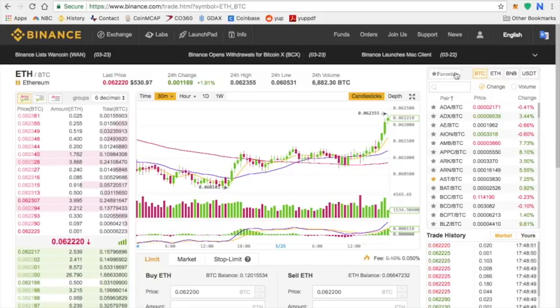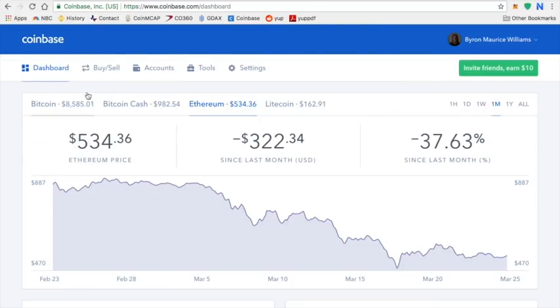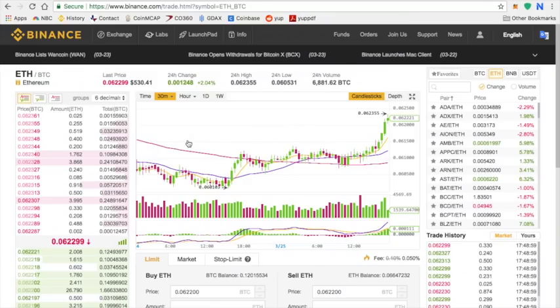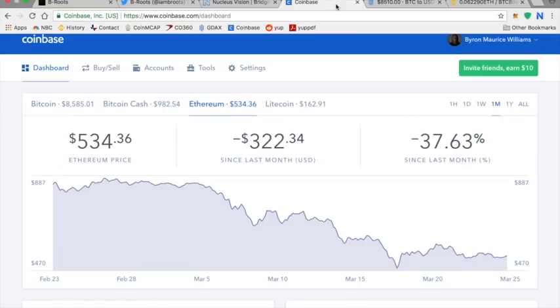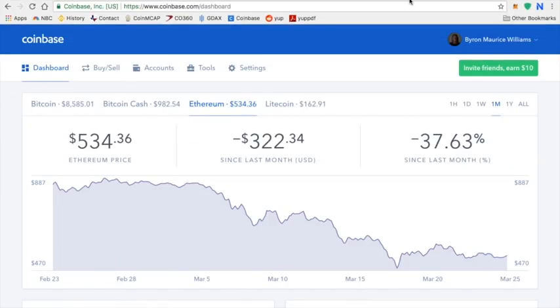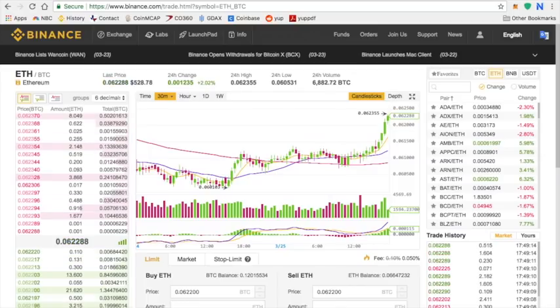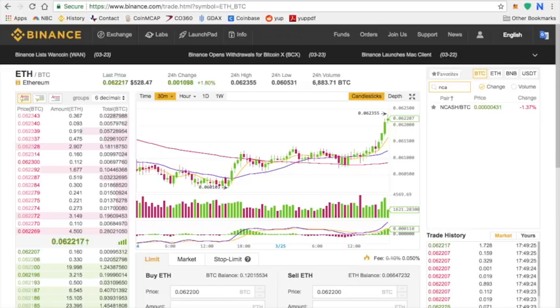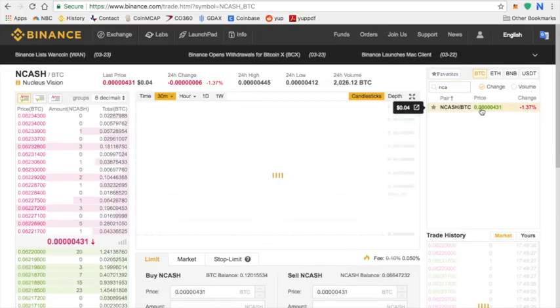So you make sure this says Bitcoin. If you did Ethereum, you can do Ethereum also. Just remember, if you do Ethereum, you have to do Ethereum through Coinbase to Ethereum through GDAX to the Ethereum wallet in Binance. But since we did Bitcoin from Coinbase to Bitcoin in GDAX to Bitcoin in Binance, I'm going to click on Bitcoin right here in this corner, and I'm going to type in NCASH. And I'm going to click this button right here.